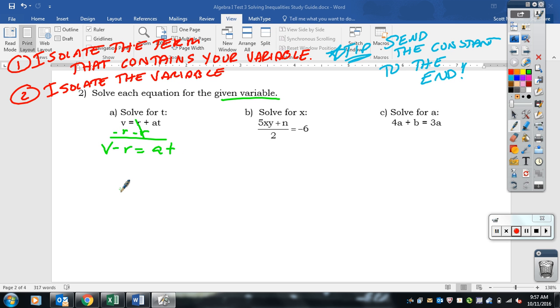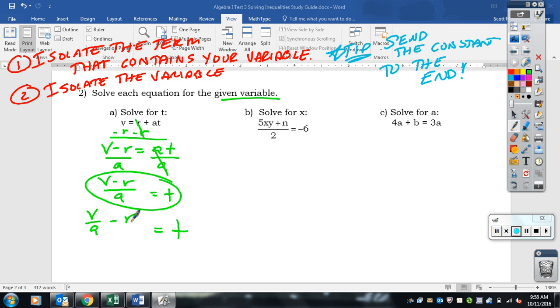Since it's not a number, I can divide by a, and I can divide each of these by a, or I can just make the whole thing over a since it's not a number. V minus r, all over a. I would also probably accept v over a minus r over a. They're both equivalent. They're both the same thing.